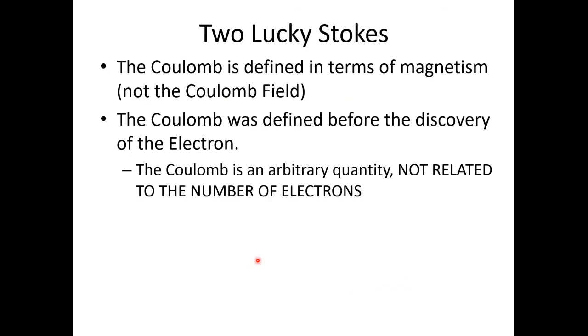Luckily, two lucky things happened for us. The first is that they defined the Coulomb in terms of magnetism. Ironically, I always thought they defined the Coulomb in terms of the Coulomb field, but they did not do that. And the other lucky stroke is that the Coulomb was defined before the discovery of the electron. So the Coulomb is an arbitrary quantity. It's not related to the number of electrons, and it wasn't developed in terms of the number of electrons. It's a completely arbitrary quantity. It's the quantity of charge, not the quantity of electrons. So we can use that to our advantage.